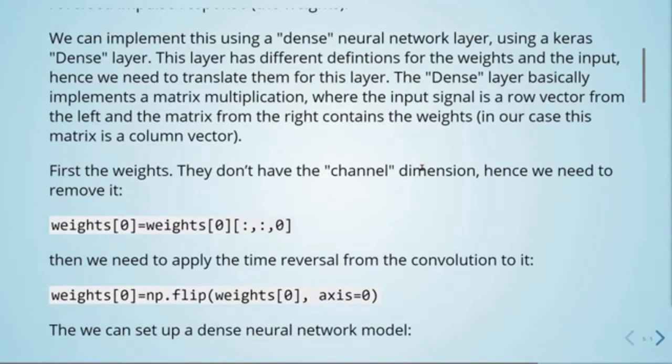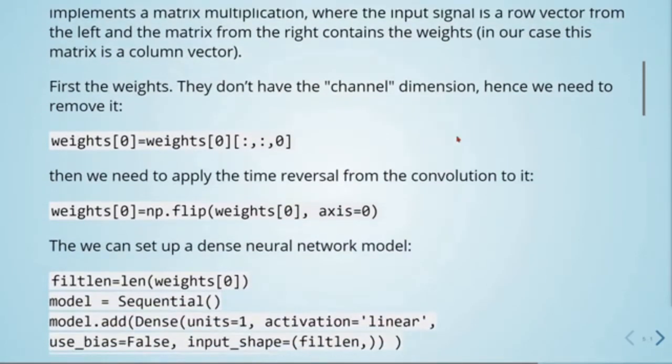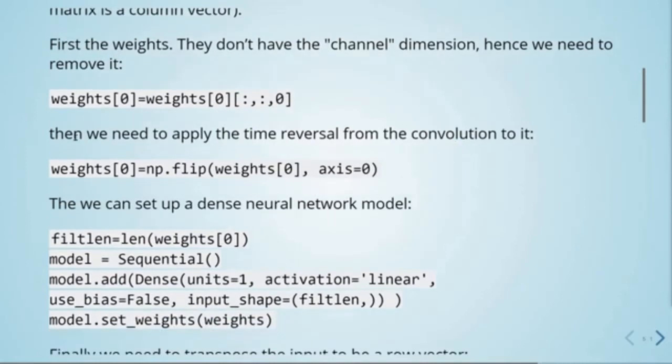So first, let's look at the weights. The weights don't have the channel dimension, hence we need to remove it. Then we need to apply the time reversal from the convolution, and we can do this using this flip. So here it's very important to understand if the library is giving back the convolution or a cross correlation, and then we need to see if we must time reverse or not.